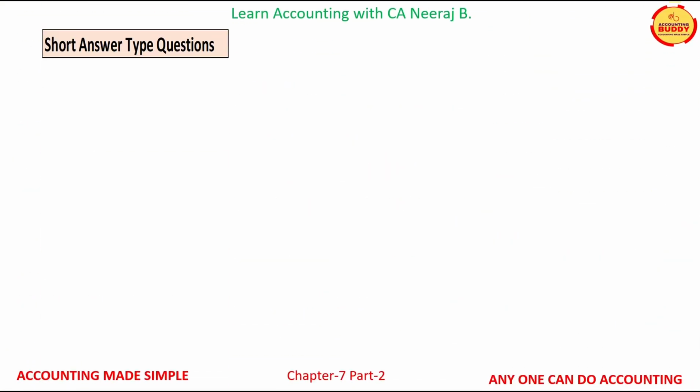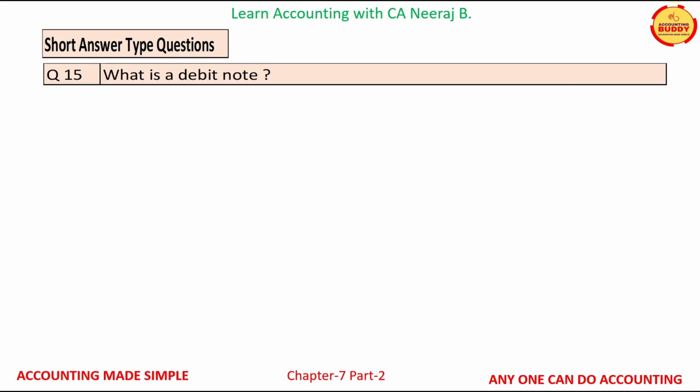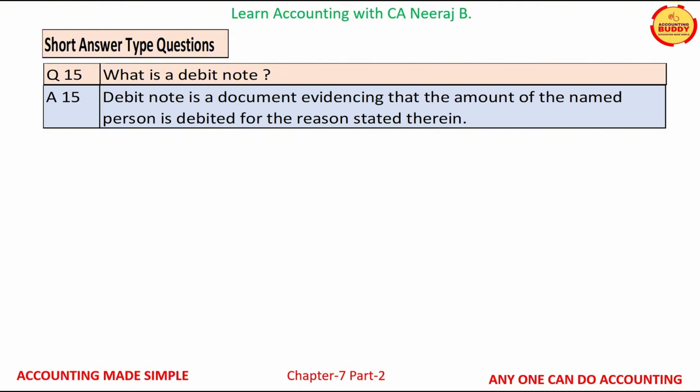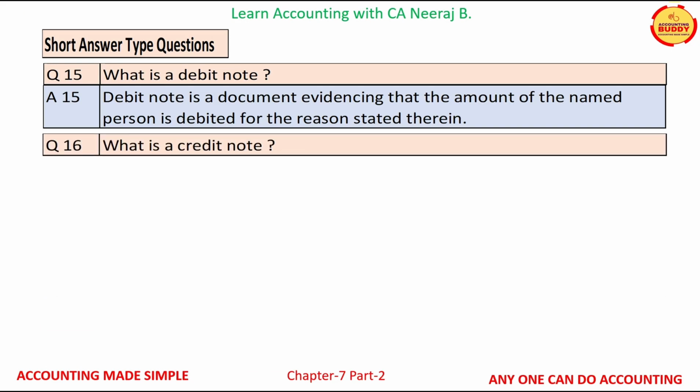In this section, let us try short answer type questions. Question number 15 on your screens is, what is a debit note? The answer is, debit note is a document evidencing that the amount of the named person is debited for the reason stated therein. Question number 16, what is a credit note?